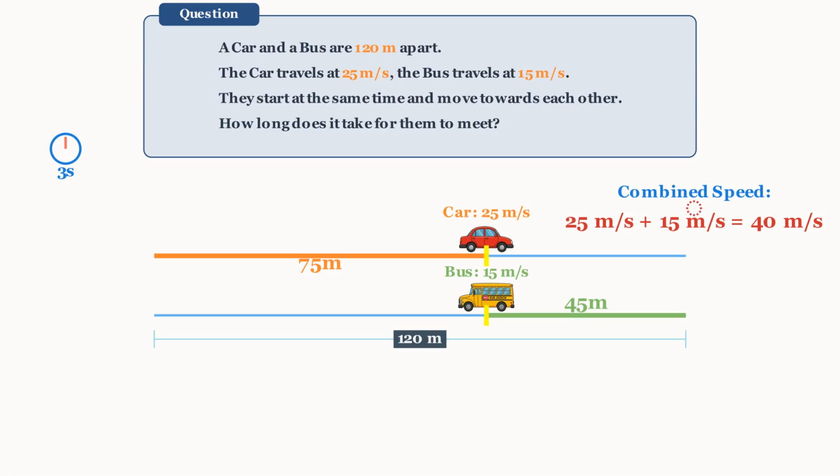Here's the key insight. When two objects move towards each other, we add their speeds together. This gives us the combined speed. To find the meeting time, we divide the total distance by the combined speed. 120 meters divided by 40 meters per second equals 3 seconds.